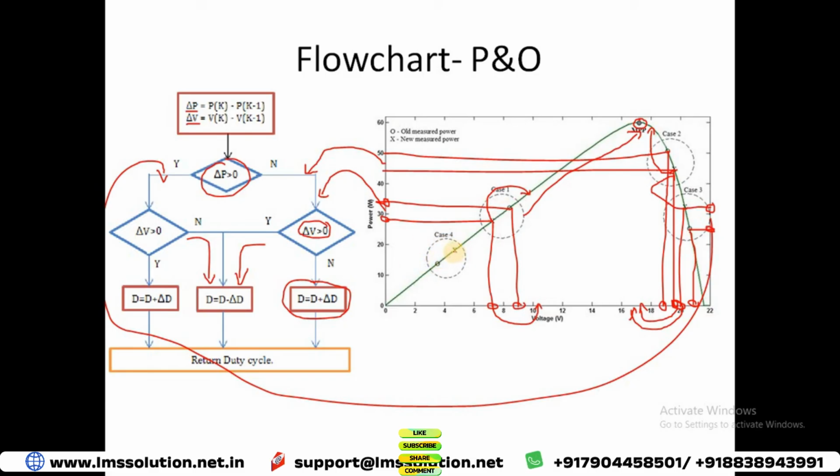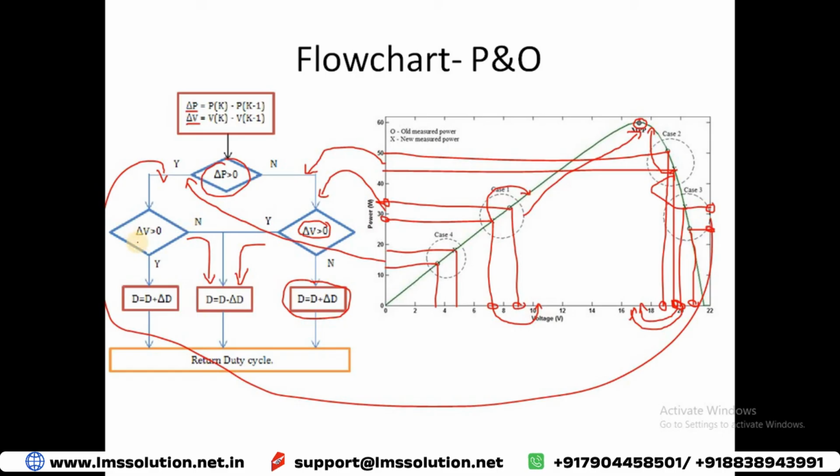In case 4, this point is considered the current instant. This will be considered as the previous. After drawing the horizontal and vertical lines, you have to calculate the power difference. The current instant power is around 18 watts and the previous instant power is around 12 watts. The difference will be 18 minus 12, 6 watts. The power difference is positive. That means the condition is true. During this condition, it comes to here.